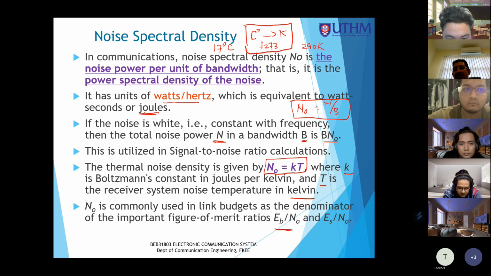So this is the bit energy over noise power spectral density. This is the symbol energy over noise power spectral density. Yang mana parameter ini digunakan dalam digital system. Okay, digunakan dalam digital system. Dalam chapter 4 nanti kita akan lihat lebih detail.